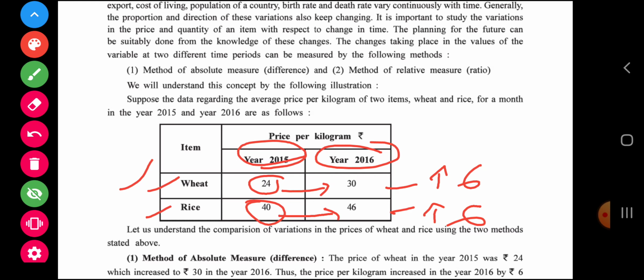Okay, there are two ways to express this statement's answer. First way is yes, absolutely yes. Second is relatively no. In terms of rupees, both have increased equally, 6 rupees in both. But in statistics there are two ways of measuring the changes. You can see our point started from there. The changes taking place in the value of a variable at two different time periods can be measured by the following two methods. One is the method of absolute difference and second is the method of relative difference, that is called ratio.